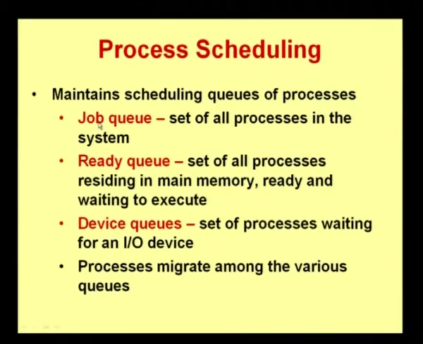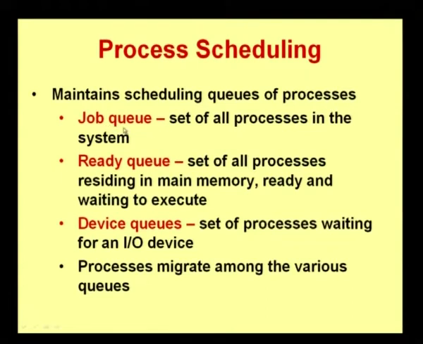As far as process scheduling is concerned, you have different queues. Scheduling is nothing but allocating a certain time limit for a particular process to get executed. That is called scheduling. How it is scheduled and what queues are available within a CPU, we will see now. There are different sets of queues available: one is the job queue, the second is the ready queue, and the third is the device queue.